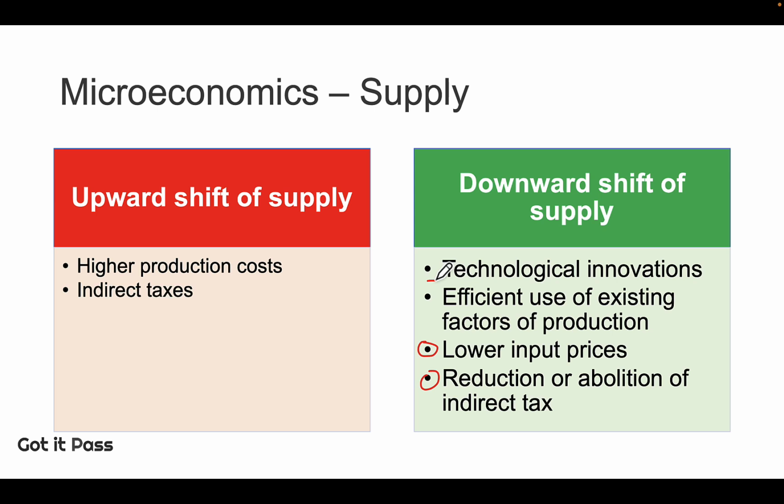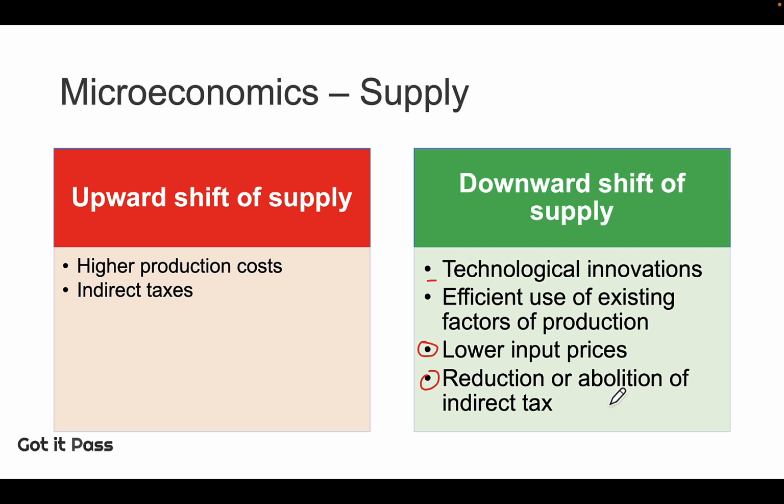And lower input prices is quite straightforward because, like the factors of production, say wages or land costs, cheaper material prices or lower labor costs can help to improve the overall volume of supply, because with costs lower, the manufacturer is happy to produce and sell at the same price with a higher profit margin.